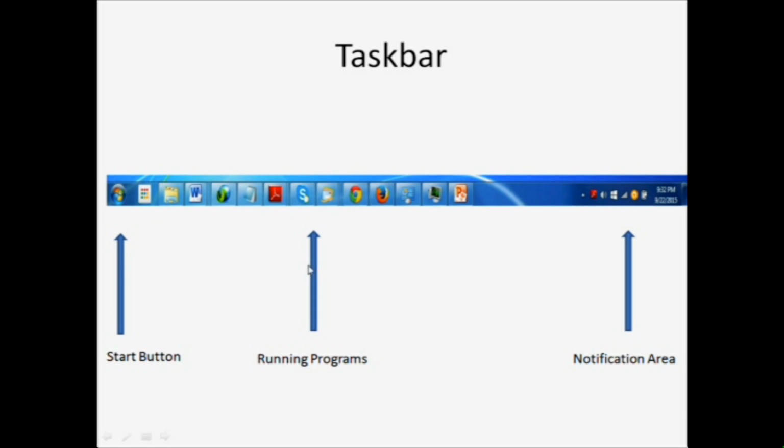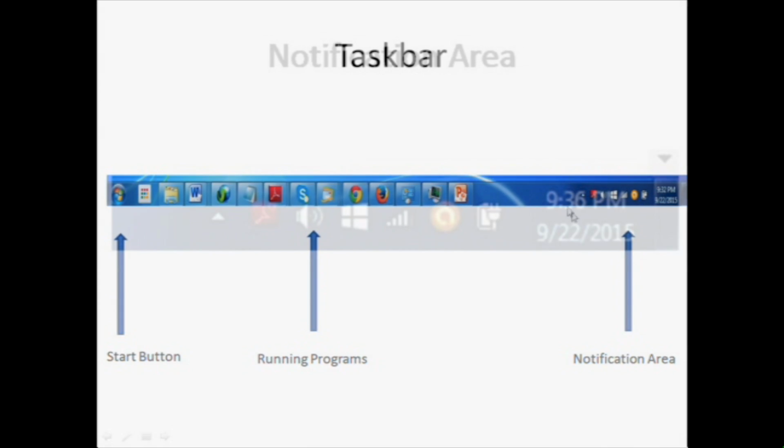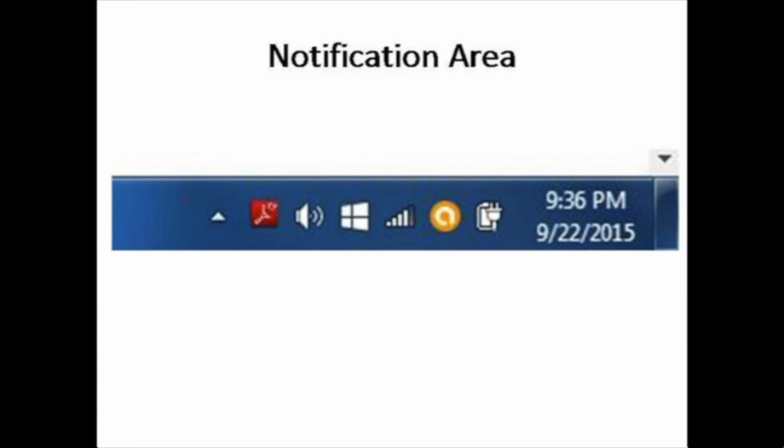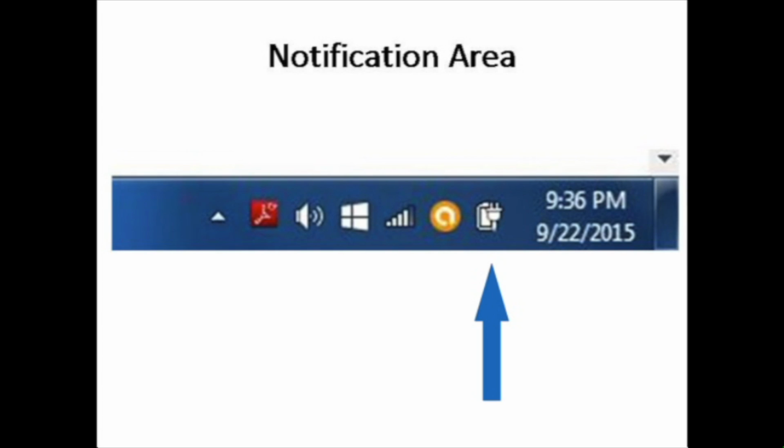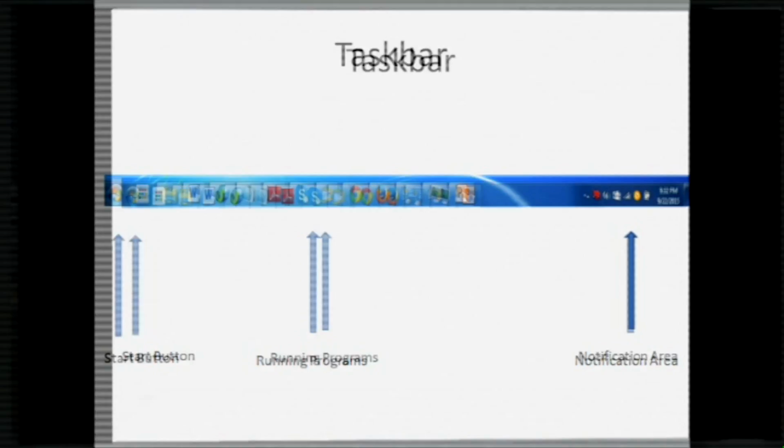The right side of the taskbar contains what's called the notification area. This used to be called the system tray, but now it's called the notification area. This contains icons related to commonly used features or services that we want to know the status of with a quick glance. Things such as, what's the date and time? Is my audio on? Which is denoted by the speaker icon. Do I have a network connection? Is the virus protection running? Is my battery charged? All these things are displayed in the notification area.